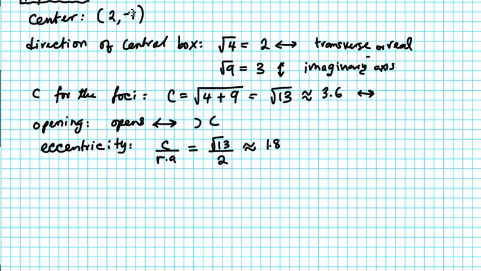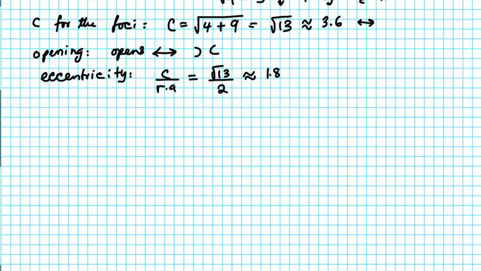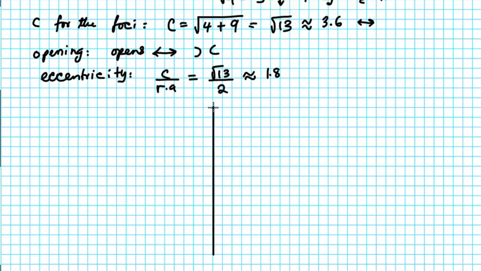We have 2 and negative 1 as a center, so our graph is going to be centered going to the right and then down, which is going to be in the 4th quadrant. The center is going to be in the 4th quadrant, okay? So let's go ahead and sketch that to our coordinate system, like that.